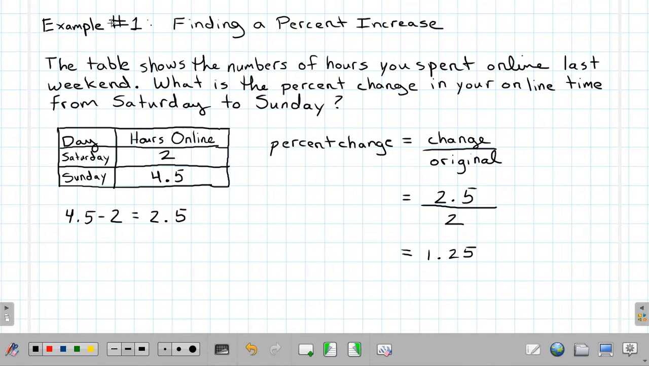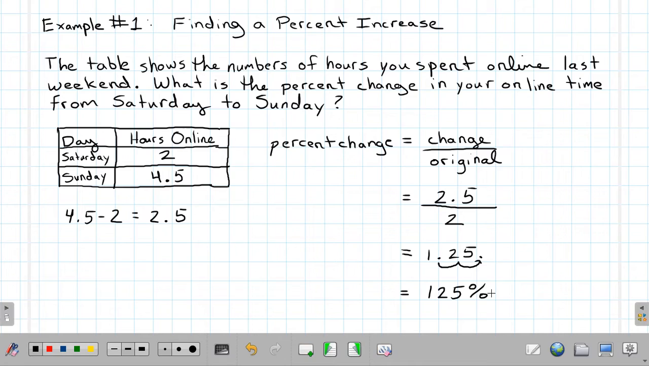But we have to remember what we're talking about here. We're talking about a percent. So when we get this decimal at the end, and this happens every single time, we need to change this decimal into a percentage. How do we change 1.25 into a percentage? We move the decimal place 2 places to the right, from between the 1 and the 2 to after the 5. That gives us a percentage of 125%.